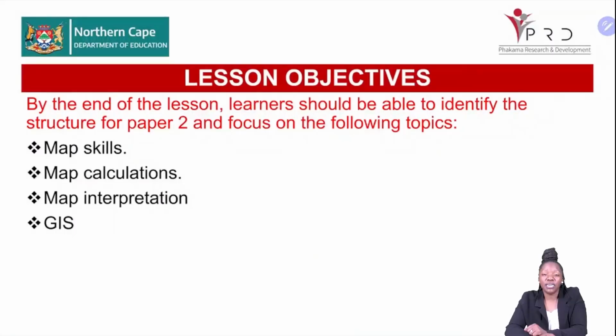But before we start with our lesson, I just want us to go through our lesson objective. So by the end of this lesson, learners, you should be able to identify the structure for paper 2 and also focus on the following topics. We will be looking at the map skills. Secondly, we're going to look at the map calculation. We're looking at the map interpretation. And then lastly, we will be looking at the GIS questions.